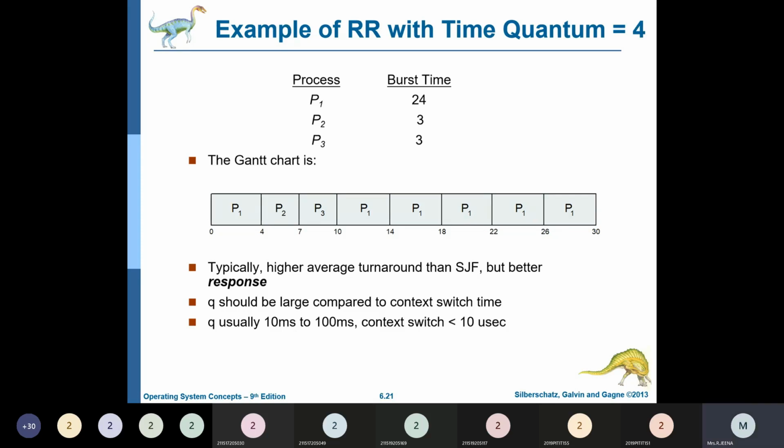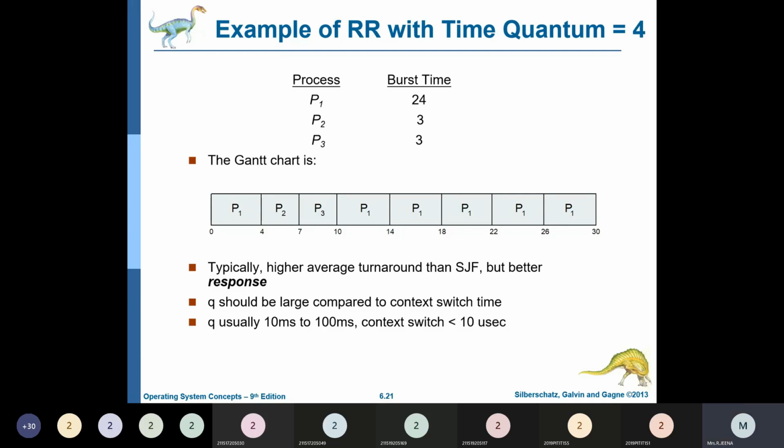Then P2 waits for 4 milliseconds. That we can obviously see from the Gantt chart. It wants P1 to complete 4 units, so P2 waited for 4. Then P3 waits for 7 milliseconds similarly. So, putting together, what happens? The average waiting time becomes 5.66 milliseconds.